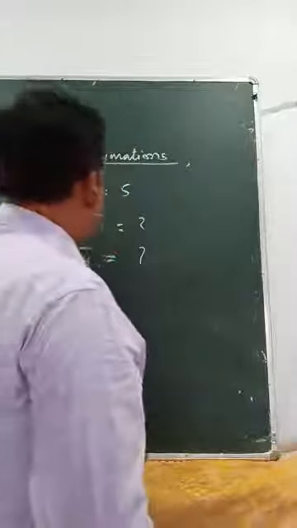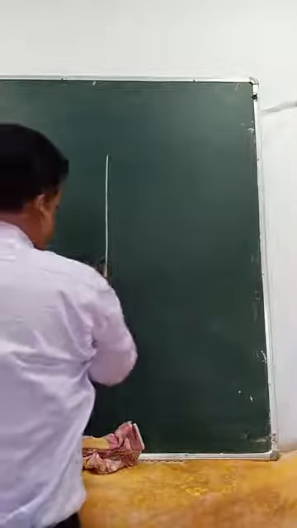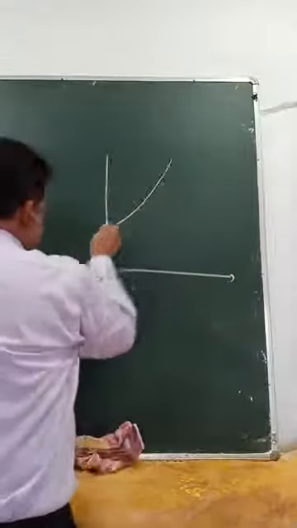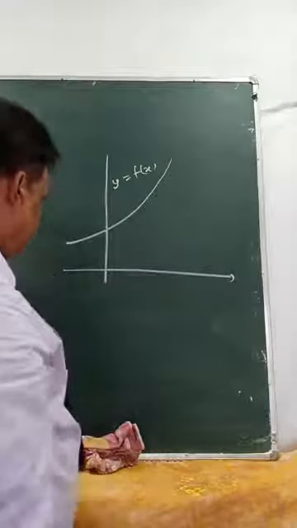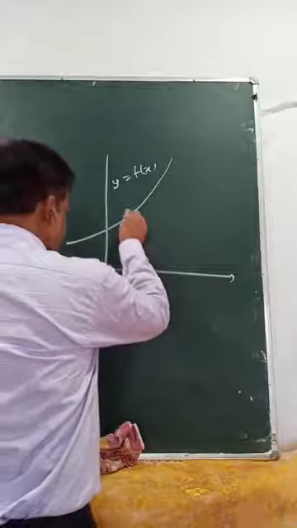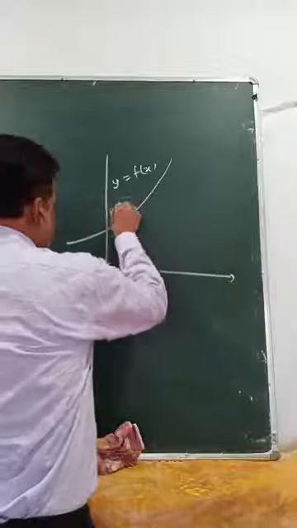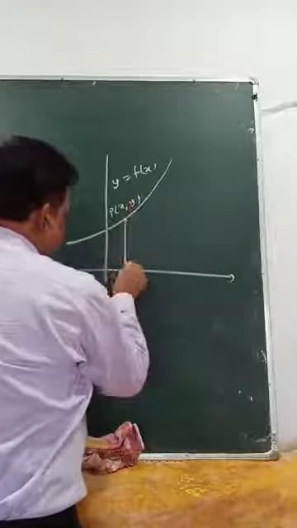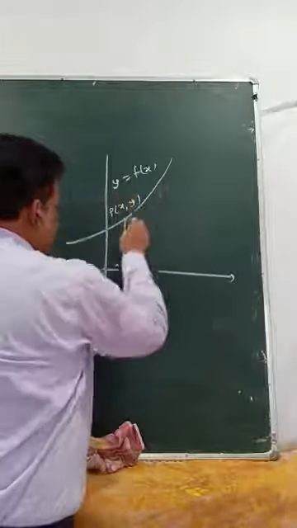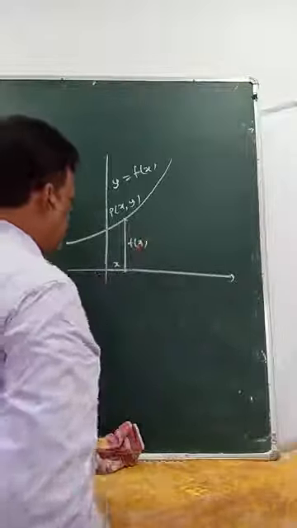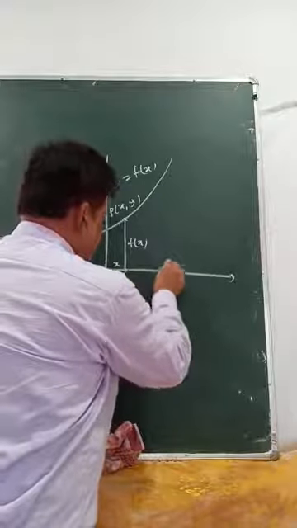To understand that, look at a graph here. Suppose y equals f(x) is a curve. Take a point P here. This point P is, suppose, (x, y). That means this value is x for us, and this value is y, which you can say is f(x). Take a small increment on this as delta x.